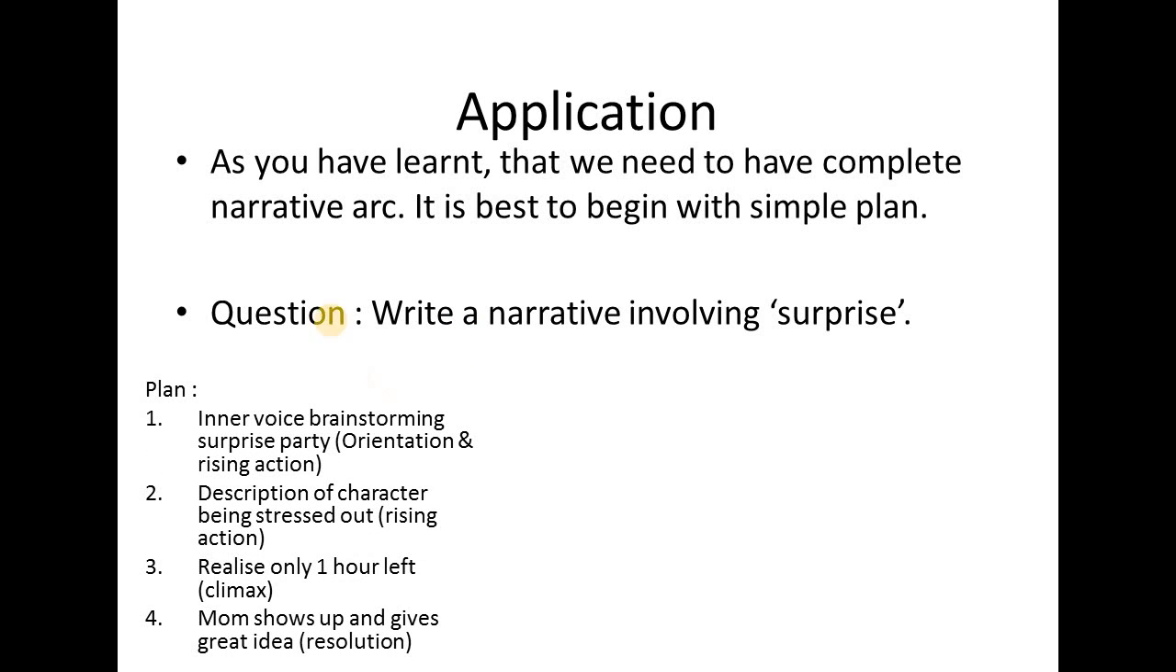So my idea is maybe I'll begin my story with the inner voice from my character. So the character pretty much is brainstorming the surprise party he is going to throw. So I'm using this as my way to introduce my character and also to introduce the conflict itself. From the beginning, it is okay for you to just simply go with the conflict. And then my second idea is I'm going to describe the character being stressed out, as still a part of the rising action. And number 3, as the climax itself, I would give my character realization that they have only 1 hour left. Number 4, as the ending of the story, mom shows up and gives them a good idea.